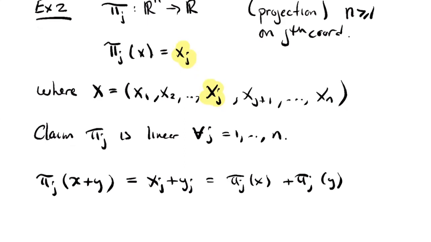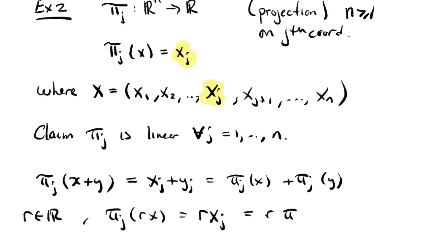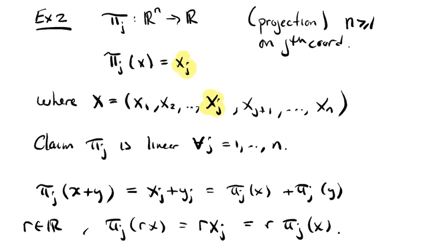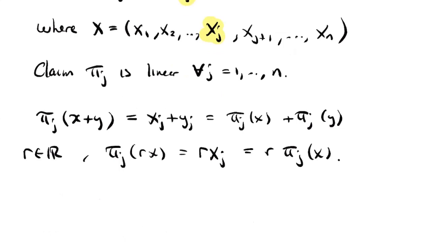Nice. Likewise, if r is a real number, pi_j of rx, well, what's the jth component of rx? It's r times the jth component of x, and that's precisely r times pi_j of x. So it's an important function called the projection onto the jth coordinate. Okay, so there's n of those things in R^n. Cool. Let's look at another example.